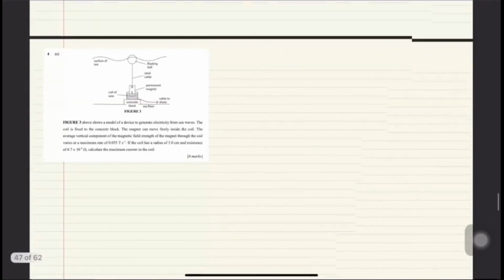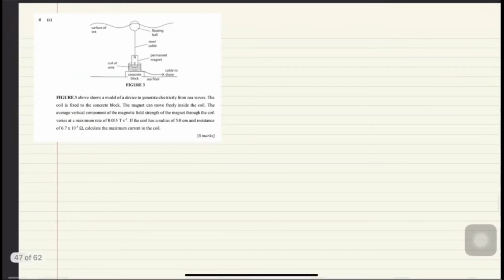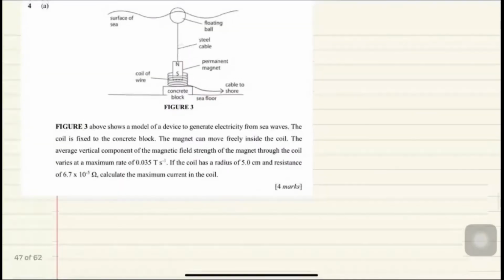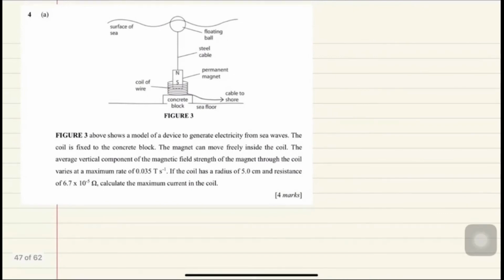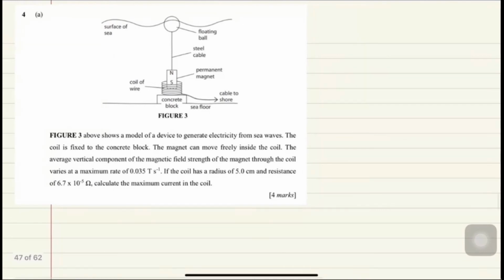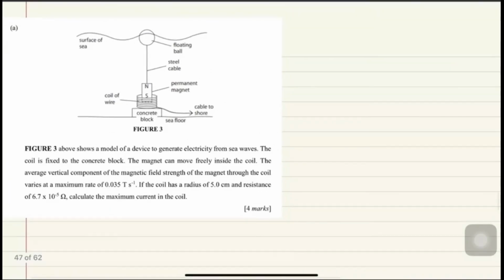Moving on to the next one, which is question number 4. Figure 3 above shows a model of device to generate electricity from sea waves. The coil is fixed to a concrete block. The magnet can move freely inside the coil. The average vertical component of the magnetic field at the strike of the magnet through the coil varies at a maximum 0.035 T/s. The coil has a radius of 5 cm, resistance of 6.7. Calculate the maximum current in the coil.